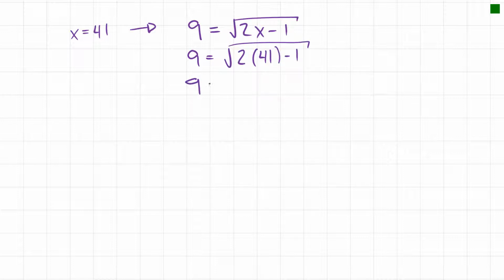So that would be 9 is equal to the square root of 82 minus 1. 9 is equal to the square root of 81. And is that true? And it is. So good, our solution is valid. Always check that though.